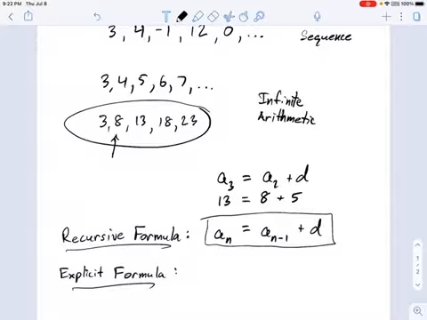The explicit formula is more useful. That allows you to go multiple steps at a time. And we'll get on to how you use this in future videos. But it's a_n equals a_1 plus (n minus 1) times d.